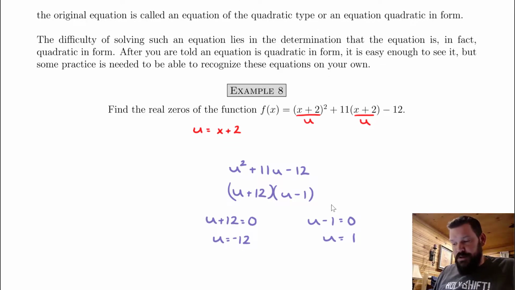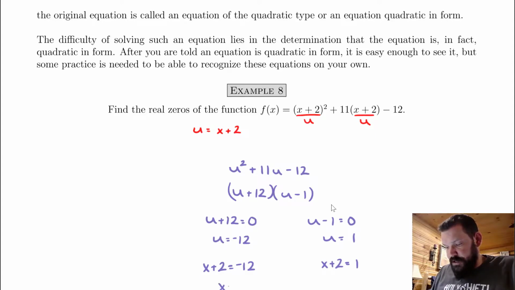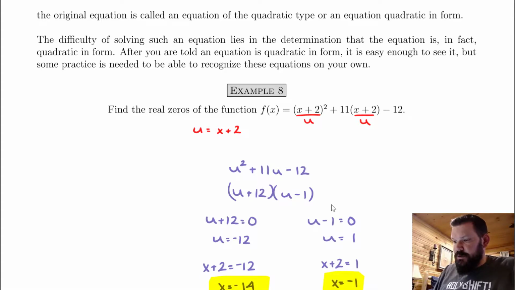So we need to go back to our original variable. So I'm going to do another substitution, except this time I'm reversing the process. So now I'm going to replace u with x plus 2 because that's what we defined it to be at the beginning. And I'll do the same thing over here. And now I can solve both of these equations for x. So I'll subtract 2 from both sides here to get x is equal to -14. I'll subtract 2 from here and I get x is equal to -1. And there are my solutions to the original quadratic expressed here that I just highlighted there for example 8.